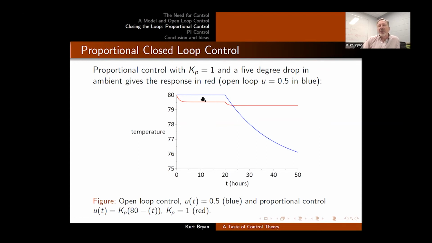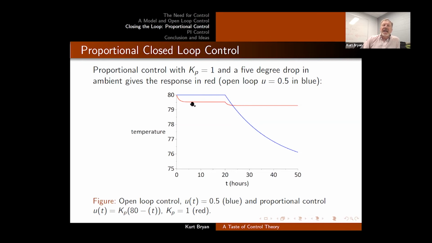That's the case we looked at previously, open loop. With that open loop strategy in blue, the heating element keeps the interior temperature at 80 degrees until, I assume at time 20, suddenly the lab temperature has dropped 5 degrees. Well, the open loop doesn't know that, so the temperature inside plummets as the open loop stays at its constant 0.5 heat input.